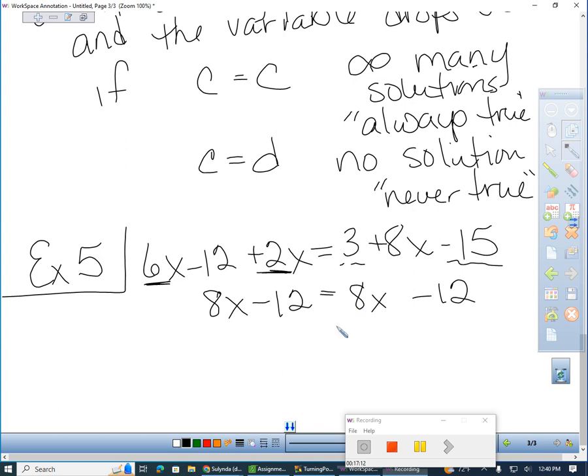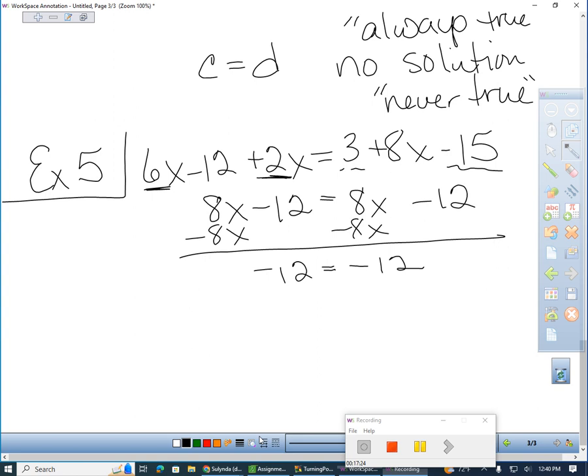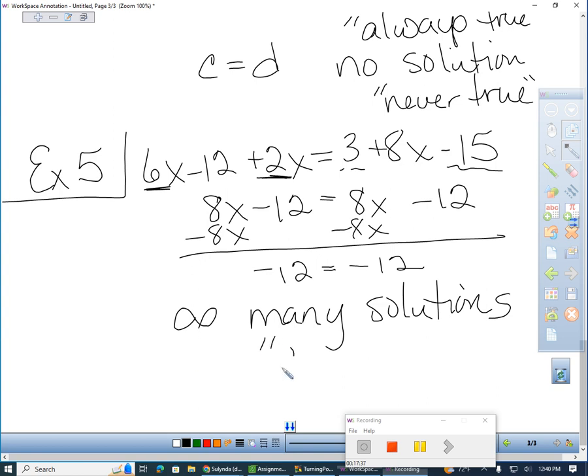If I subtract my 8x to the other side, I get negative 12 equals negative 12. So what does that mean? It has infinitely many solutions. So that means absolutely anything can go in for x and it makes it work, which means this is always true. There we go. Okay?